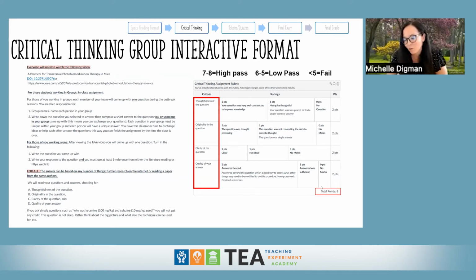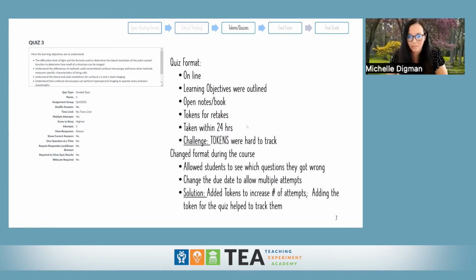And so here the total points were 8. And so I put 8 to 7 was a high pass, a low pass, and then they had a fail if they didn't follow the instructions. And I'm going to show you some of the survey results from the critical thinking assignments.